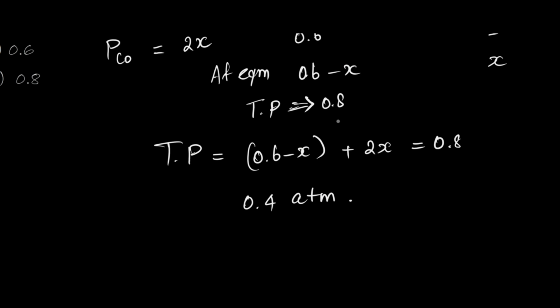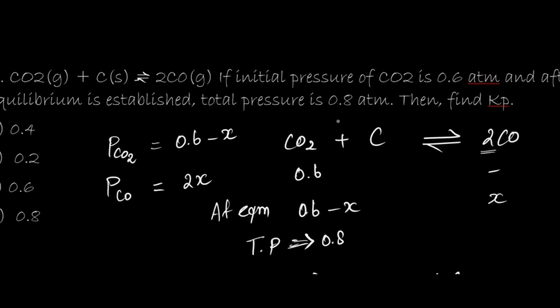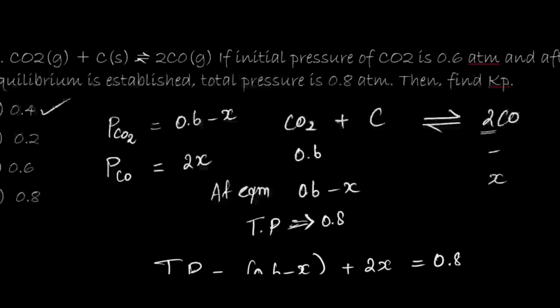So for the reaction, they are asking for the Kp. So Kp is the pressure of the product divided by the reactant, sorry, the product over the reactant. So which becomes 0.4. So the answer to this question is option A, 0.4.